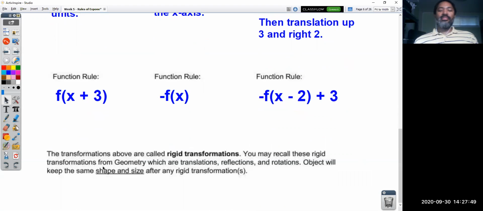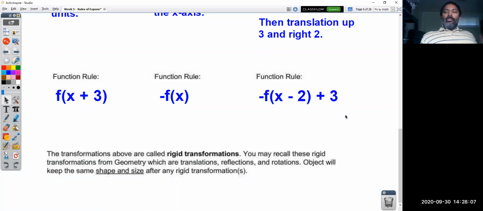These transformations are called rigid transformations. You may recall these from geometry. Those rigid transformations were translations, reflections, and rotations. Objects will keep the same shape and size after any rigid transformation.